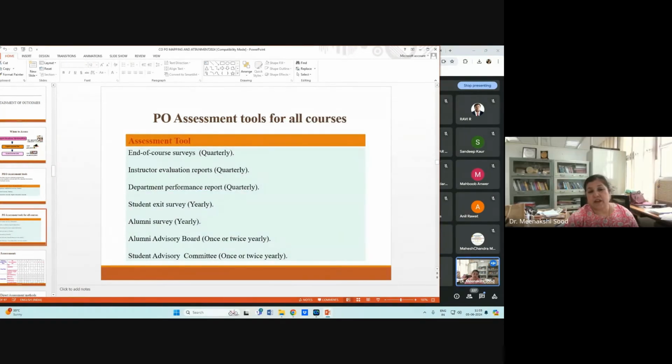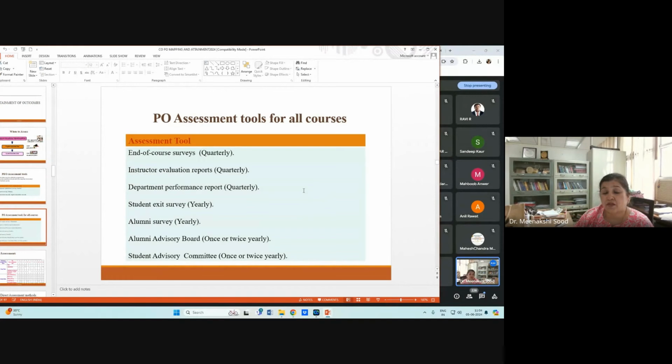Then similarly, you have the PO assessment, that is at the end of the program. One type of feedback you have after every semester, right? Then the department performance report. Then you should have a student exit survey. Sometimes students do not give the proper picture in feedback during their stay in the institute. But when they are leaving, just before their final exam, that is called the exit survey. I think that is a good option to get the true picture of what the student thinks.